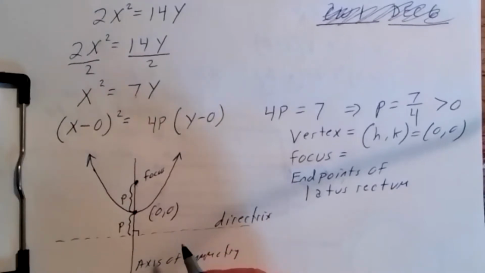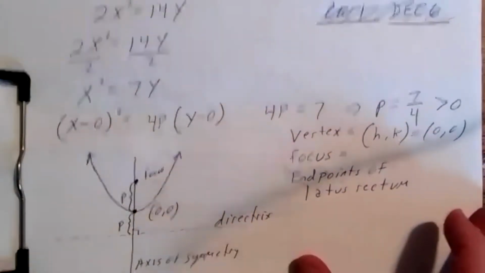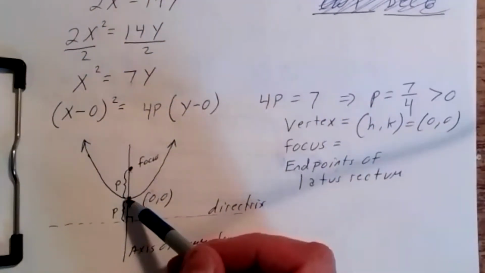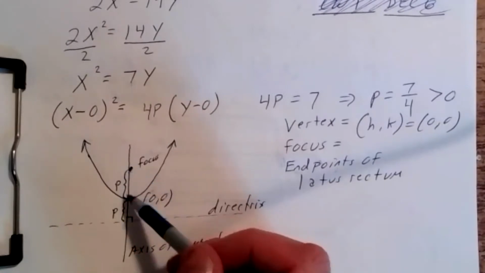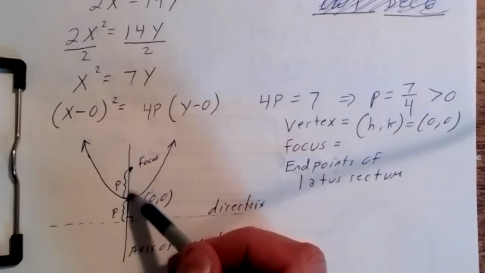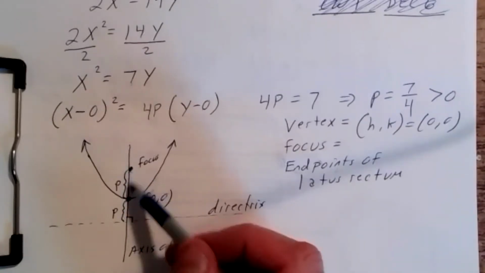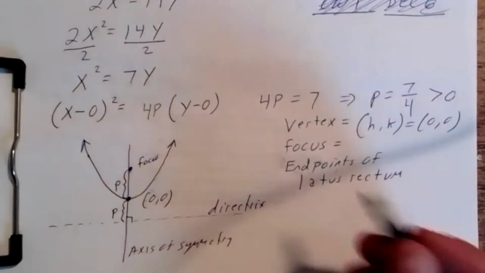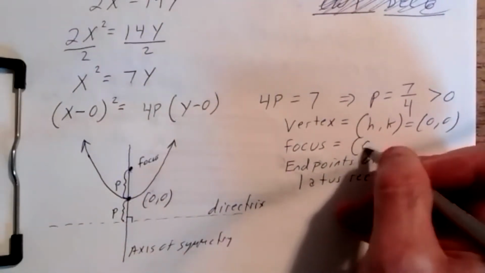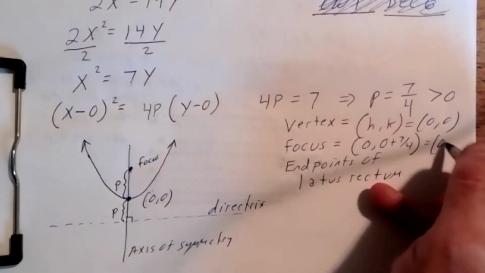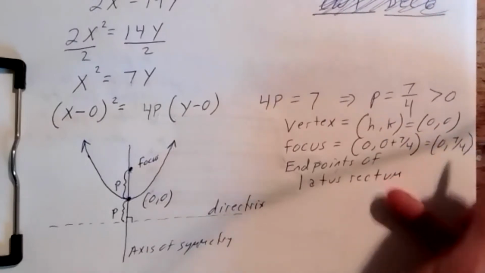All right, so let's see if we can find a couple of these things here. What would be the focal point? Well, since P is positive, to move from the vertex to the focal point, what coordinate has to increase by 7/4? Y. The Y coordinate, correct? Because you're moving along a vertical. The X coordinate's stuck at 0, but the Y coordinate has to increase by 7/4, because that's what P is. So your focus point is going to be (0, 0) plus 7/4, or (0, 7/4).